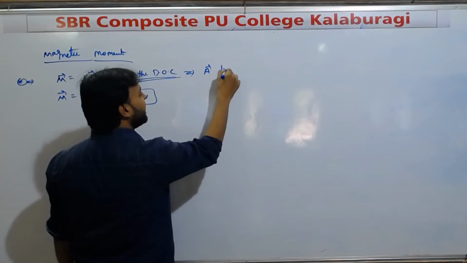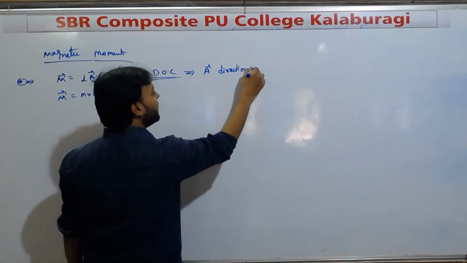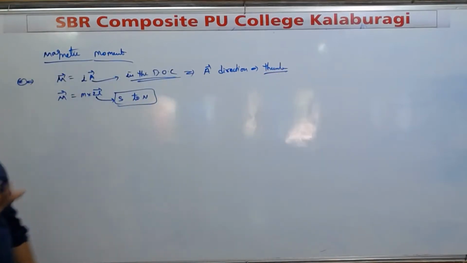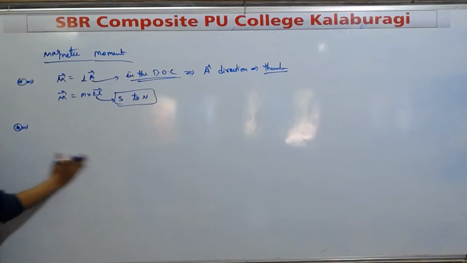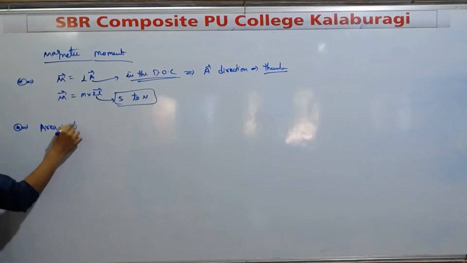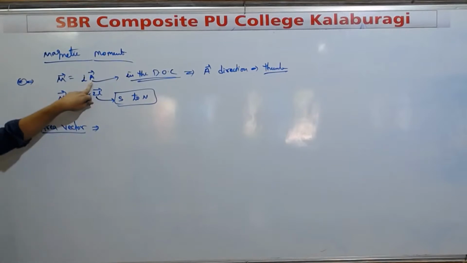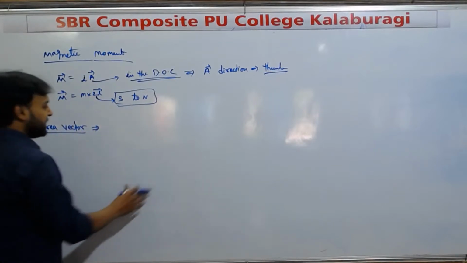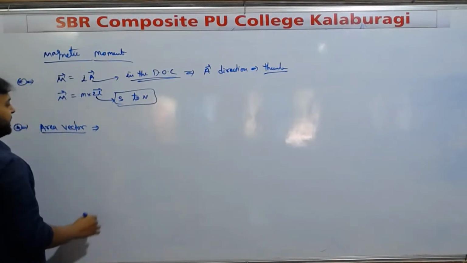direction. Area vector direction is given by whom? Given by the thumb. So this thing is done. Do you have a question? How to calculate the area vector first? Any idea? How to calculate? Is this an area vector or a scalar? It's a vector. Calculate this area vector first.